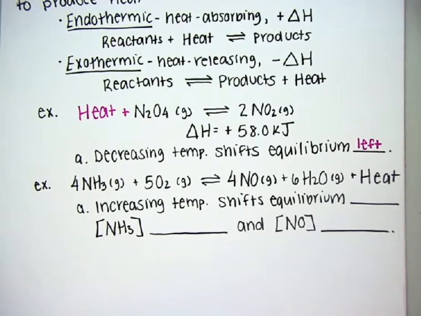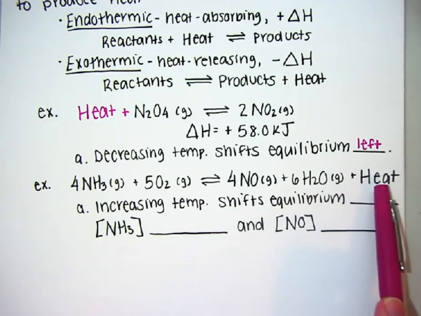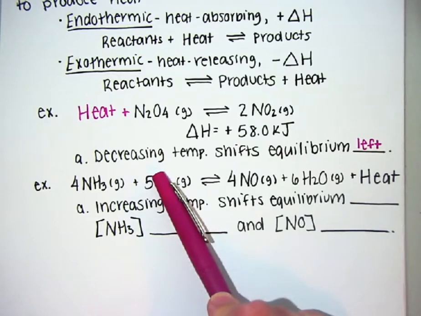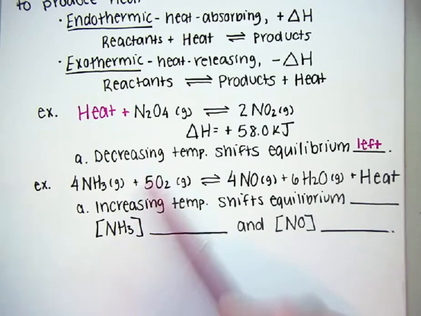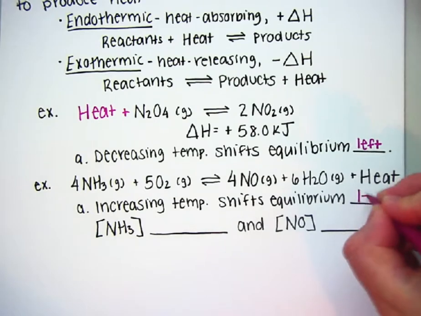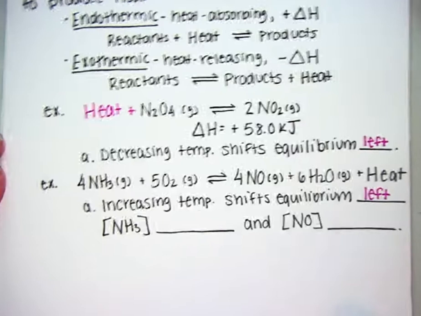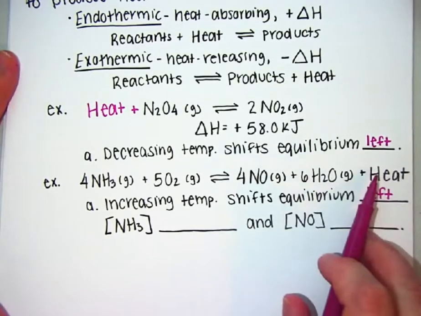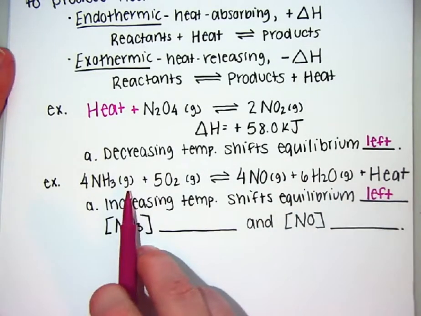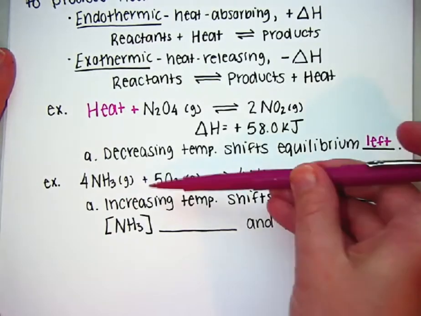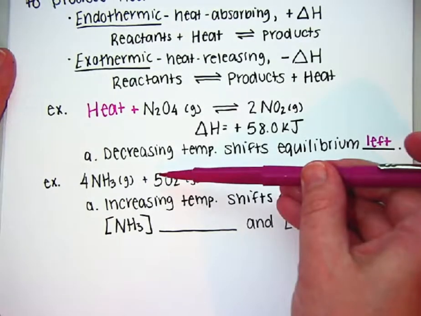All right, so I have heat over here on the right-hand side. If I increase the temperature, the way we restore equilibrium is by consuming that heat. I want to use heat up. So it's going to shift to the side that heat is not on. It is going to shift to the left. We could also use our saying, if you add, it shifts away. If you subtract, it stays. Heat is on the right. If I add it, it shifts away. It goes to the left. So now I know equilibrium is going to the left.